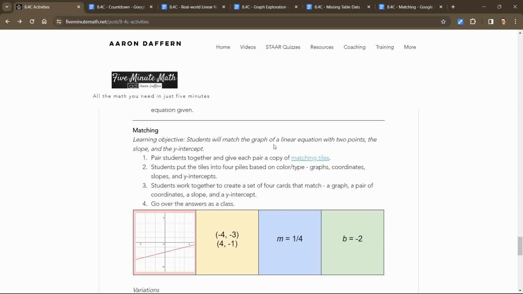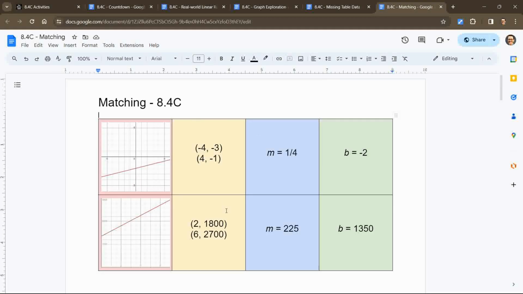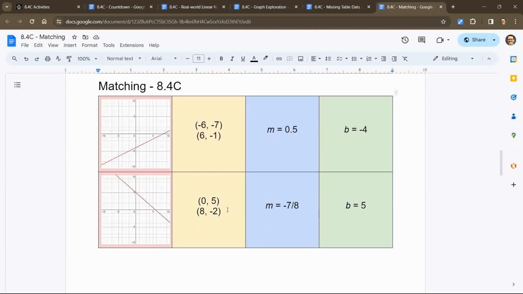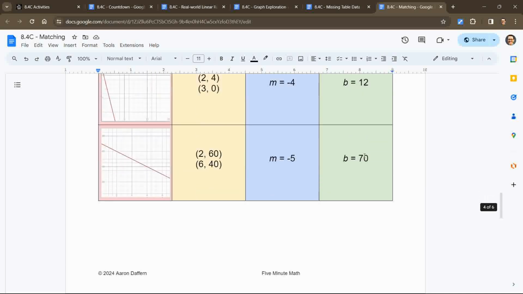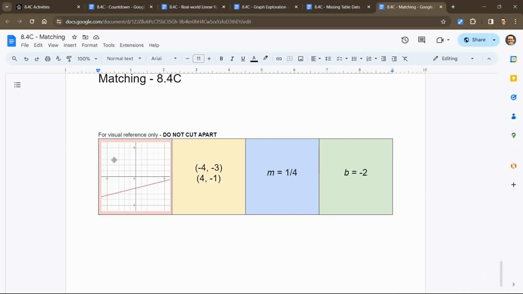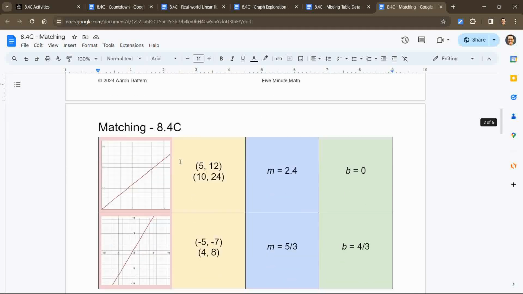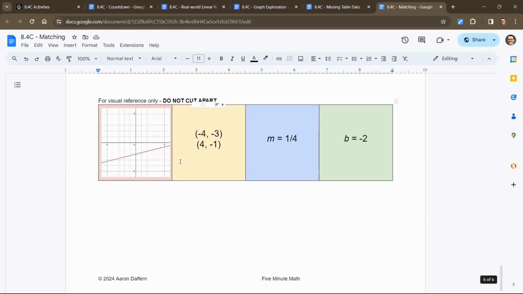All right, our final game or activity here is called matching. Students are going to match the graph of a linear equation with 2 points, the slope, and the y-intercept. So here are some matching tiles, and I've got them right here, so you can cut them out if needed. Each row here has a complete set of a graph, 2 points, the slope, and the y-intercept. And down at the very bottom, I just have this as a visual reference, which is just the first set. Once you cut this up, you might not remember what the full set looks like. Here is the first set right there.